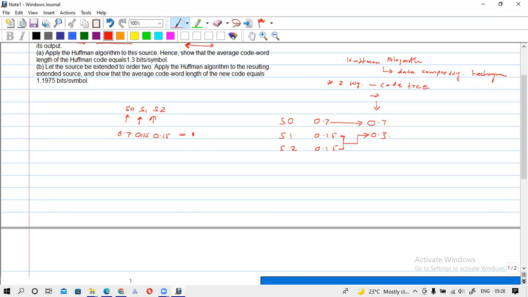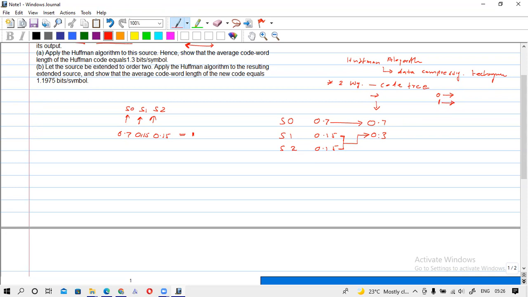Okay, so for the last step, you have to assign the bits. Here only 2 characters, 2 probabilities are there, so you can assign 2 bits, 0 and 1. For one probability you have to assign 0, and for the other probability you have to assign 1. Correct? Did you get it?